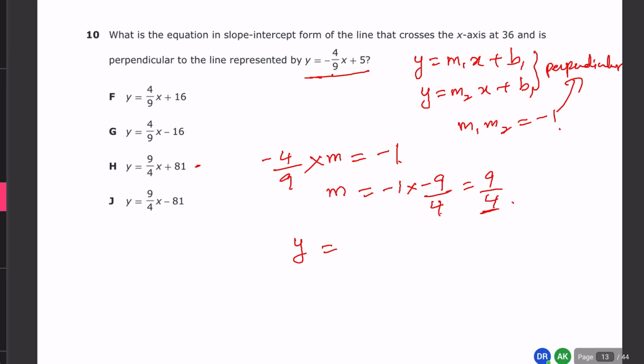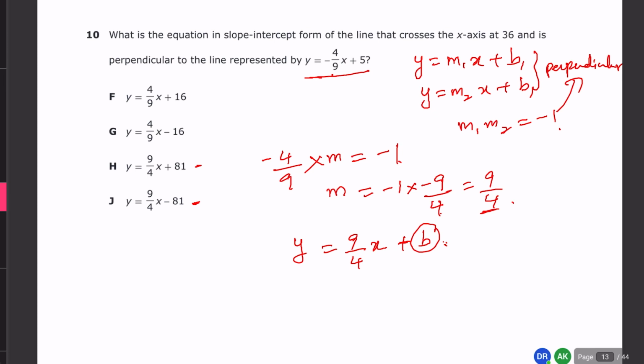So it can be H or J. The slope should be 9/4 x, and here it is plus b, isn't it? If we find out this b value, then we can tell the answer, and we can find out the option between H and J.